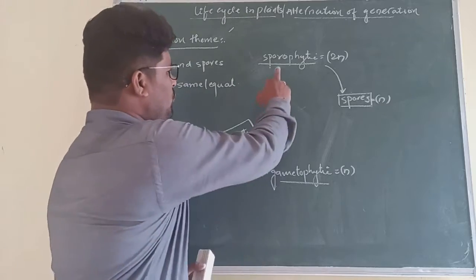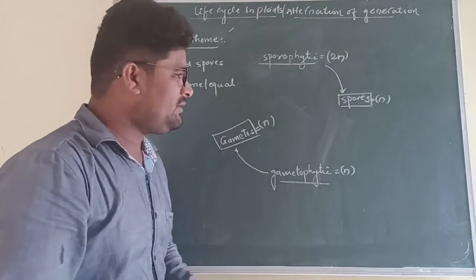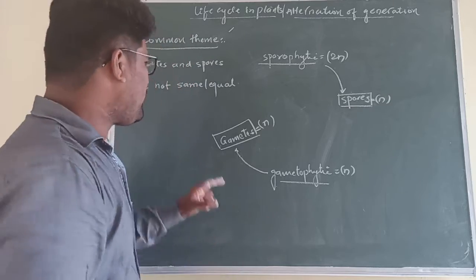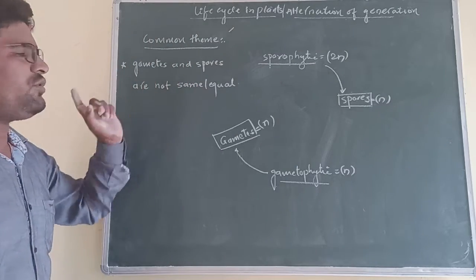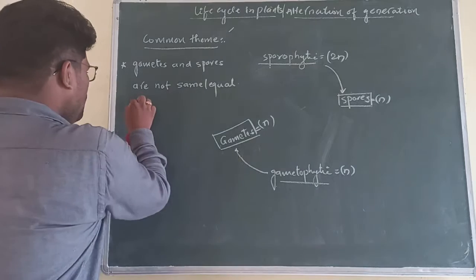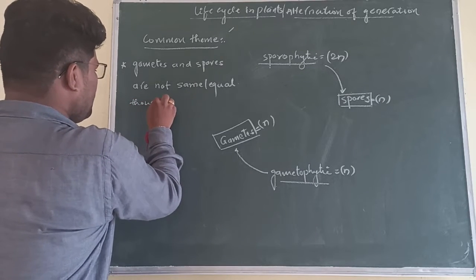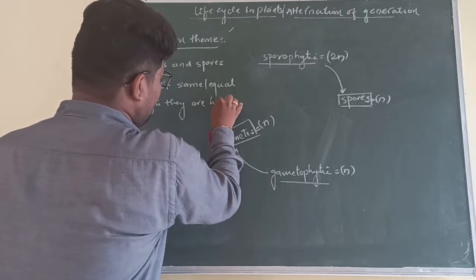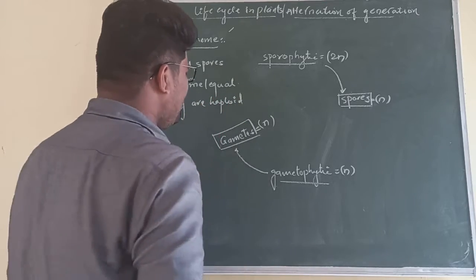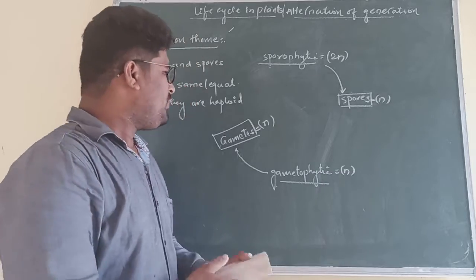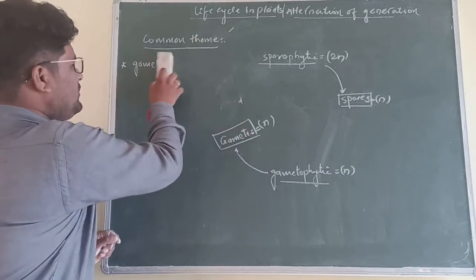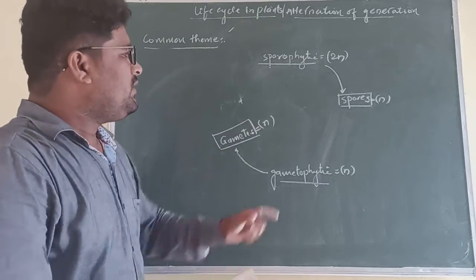So again, this sporophytic generation is always diploid. This gametophytic generation is always haploid. Okay, so keep in mind that gametes and spores are not equal, though they are haploid. Their ploidy level is always haploid, but they are not the same, they are not equal. So this is a note that you should keep in mind.